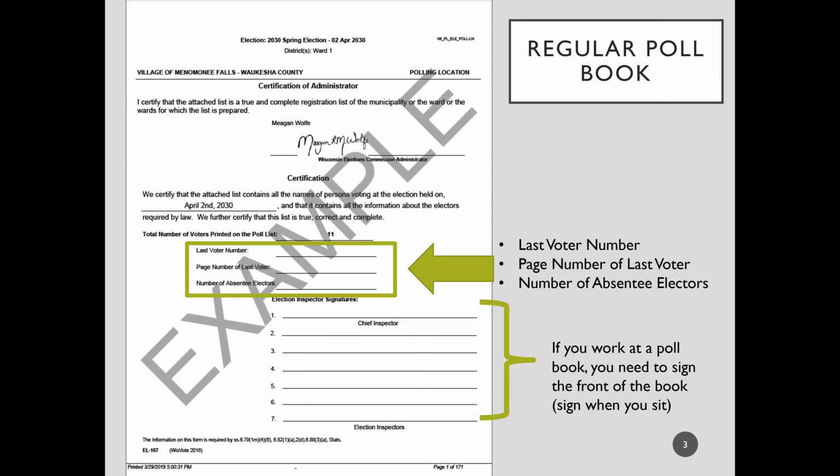This is a mock poll book, or the front of your poll book. Note in the green circle, this is something you'd fill in at the very end of the night: the last voter number you used, and the page number of the last voter. The number of absentee electors does not need to be filled in because they are done at Central Count. On the bottom, you'll see the signature lines. If you work at a poll book, you need to sign it, whether it would be somebody just filling in for somebody using the restroom. If you work at the book, you need to sign. So sign when you sit.